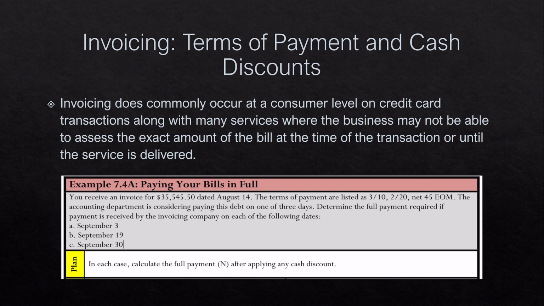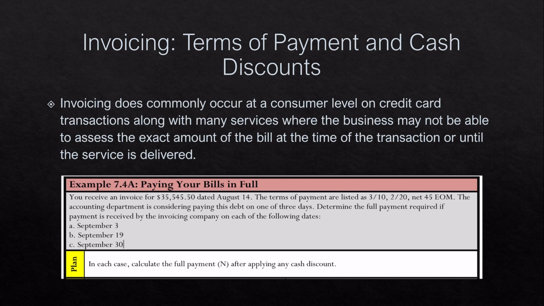The last thing we are discussing here is invoicing, terms of payment and cash discounts. So an invoice is a bill you send to your customers. After providing the services or the goods to your customer, you bill them, and this billing is called invoicing.